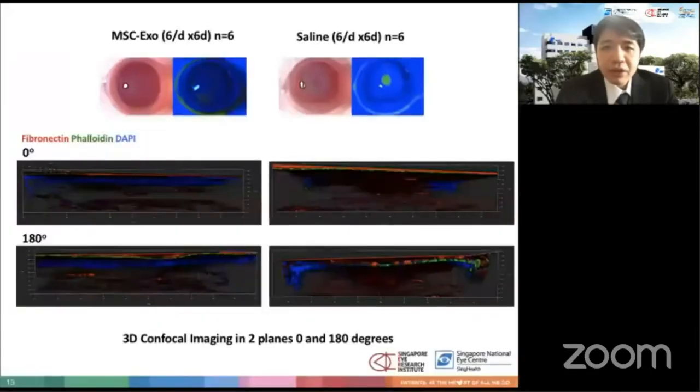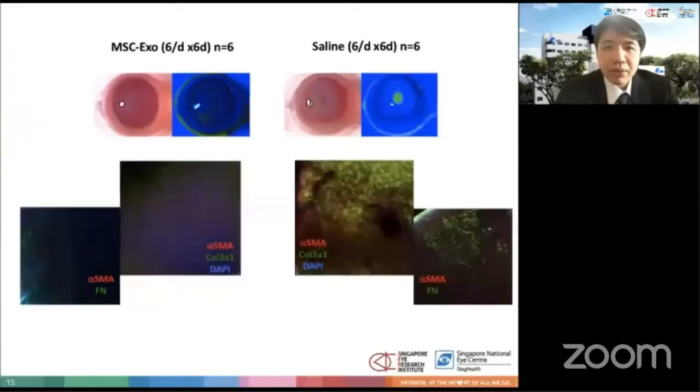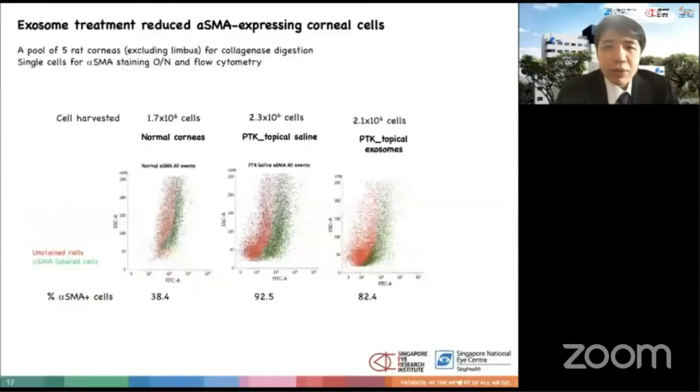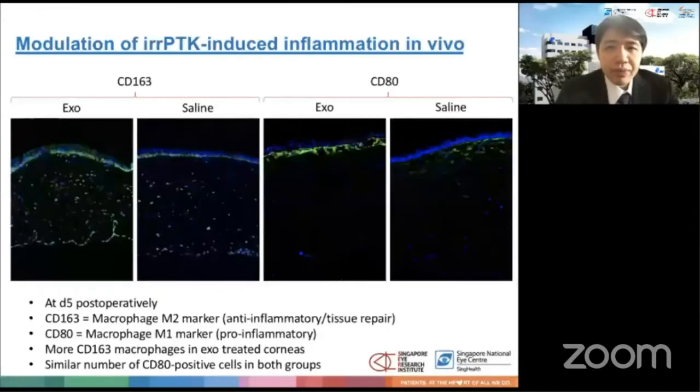There was also less expression of fibronectin in the exosome group, which may suggest a dampening of the fibrotic response. There was also less expression of COL3A1 and alpha SMA in the exosome group, which are markers of myofibroblast differentiation. Flow cytometry also showed a lower number of alpha SMA expressing corneal cells. Thus, we have demonstrated the anti-angiogenic and anti-fibrotic effects of topically applied exosomes in our injury model.